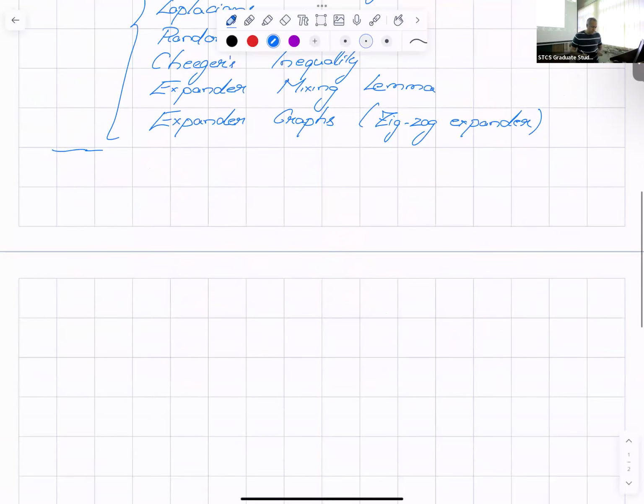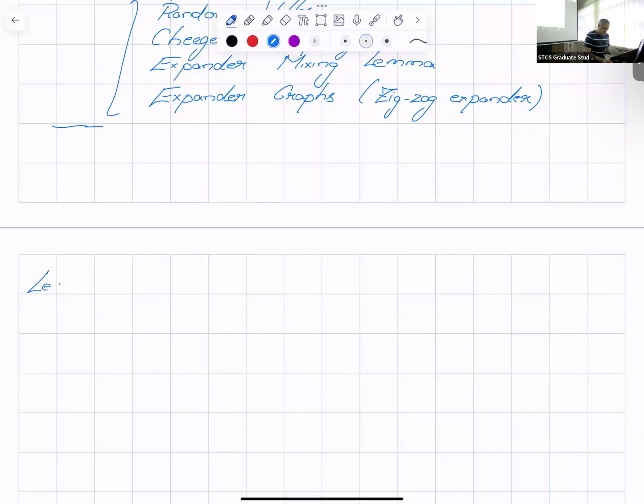Okay, so let's get started with today's topic. We want to understand graphs. The whole point of this is we want to understand graphs via their spectrum. I will explain what each of these means.